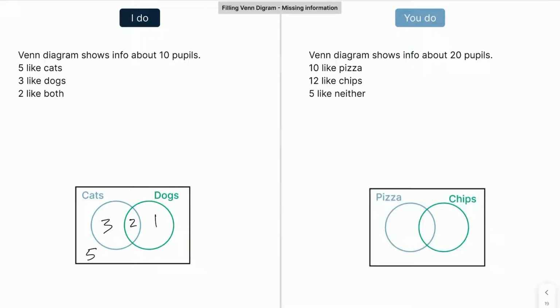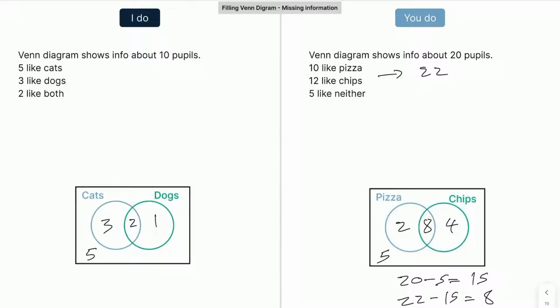So again, hopefully you've had a go at this one. It's telling us 5 like neither, so the 5 goes outside. It tells us there's 20 pupils, so I'm going to do 20 minus 5, which is 15. And then these 2 add up to 22, so that tells me that the overlap is 22 minus 15, which is 8. So 8 goes in there, so that means this must have 2 to make 10 pizzas, and this must have 4 to make the chips.